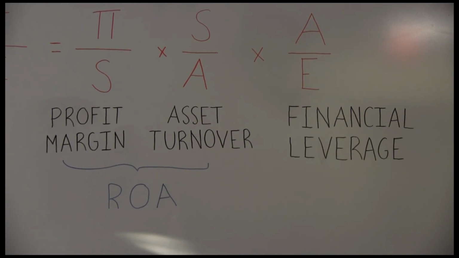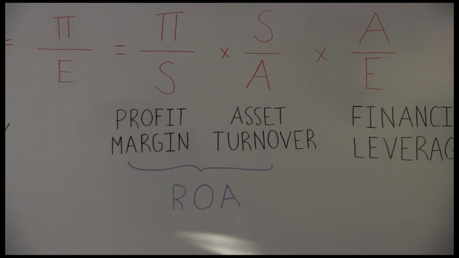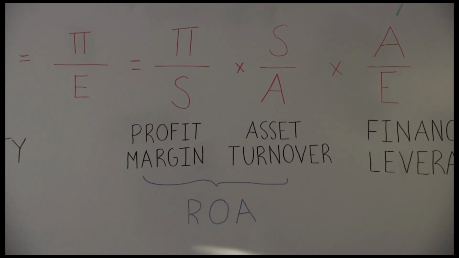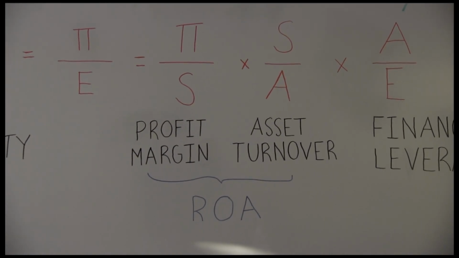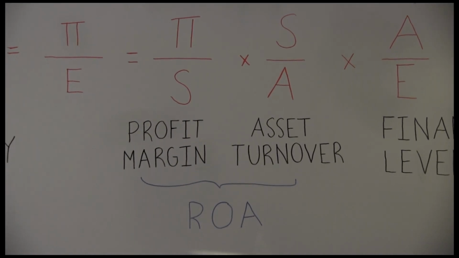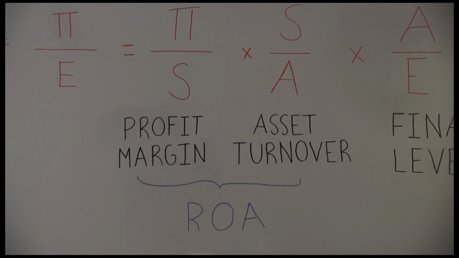If you disregard the financial leverage ratio, then you can calculate the return on assets, which allows you to examine how the firm operates while excluding financing activities. The return on assets assists in comparing companies that use different financing strategies.